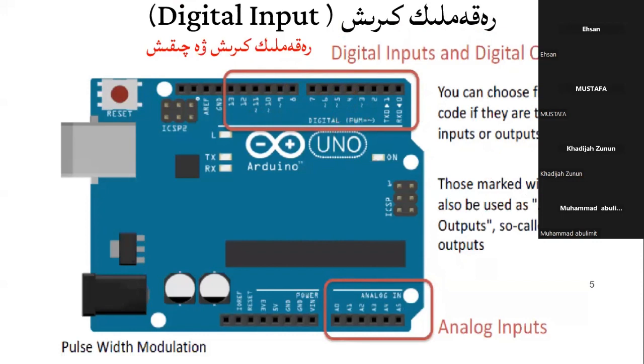Like the ones with this type of squiggly line, it can also do analog output. So in this class we're learning about inputs. These are digital inputs. So they take in one on and off, ones and zeros.